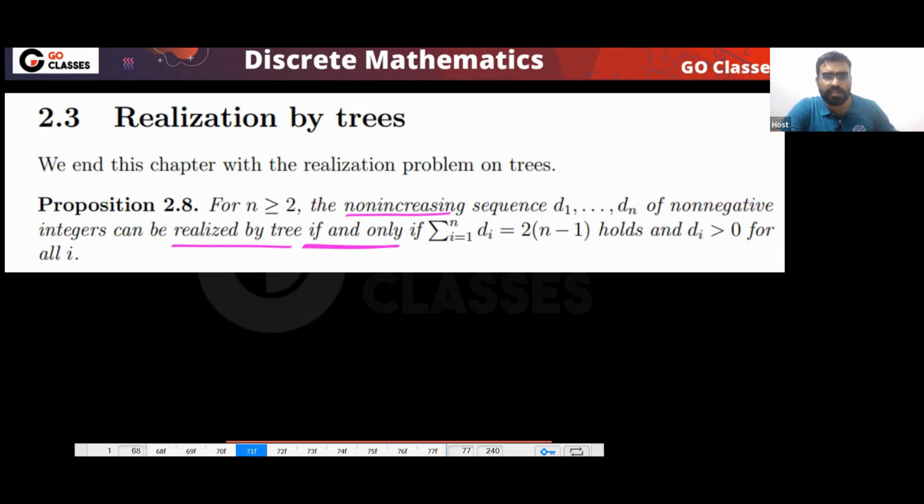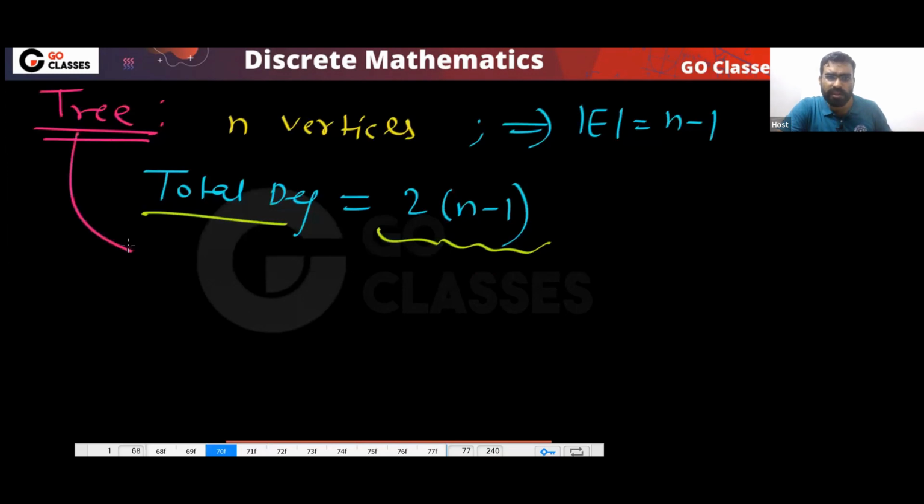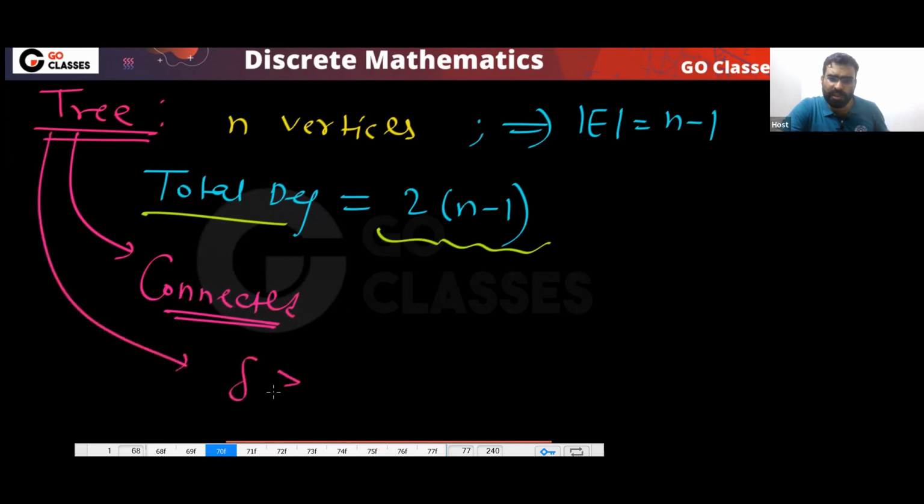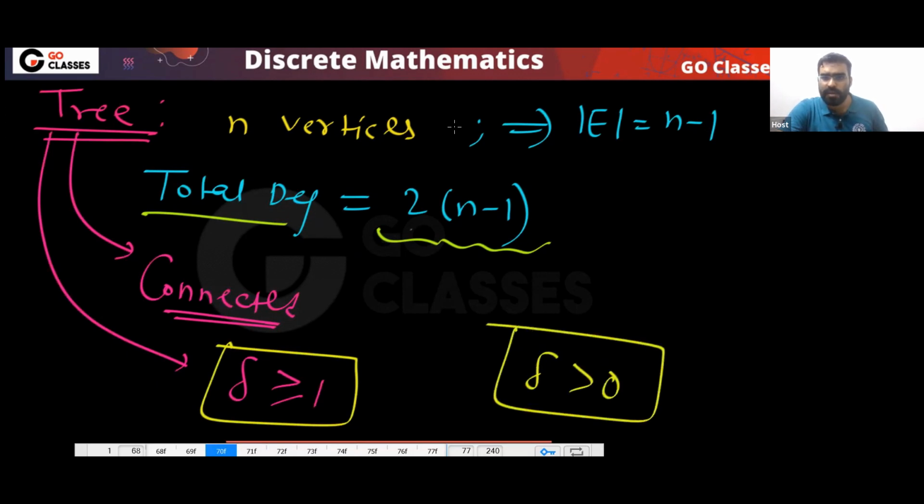And of course, a tree is connected also. So what should be the minimum degree in a tree? That should be greater than or equal to 1. Minimum degree should be greater than or equal to 1. So you can notice the minimum degree should be greater than 0 in a tree. These are the things you have to check for a tree.